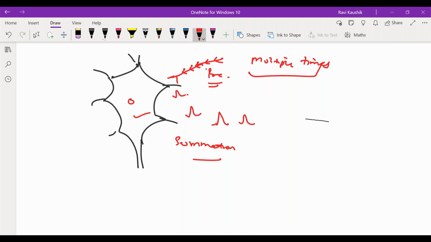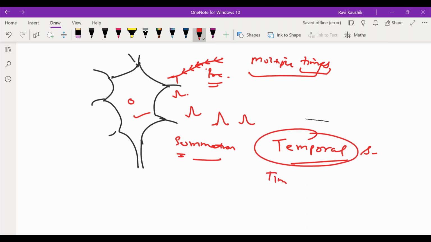See, multiple times, I mean to say the time is different. A subsequent stimulus may come after a few milliseconds, 1 or 2 milliseconds after the first one. If that is happening again and again, what is going to happen? There would be multiple EPSPs which will be produced and which will still lead to summation. This would be known as temporal summation. Why temporal? The word temporal has come from time. So time is important. So subsequently, frequently, multiple stimuli are coming, still summation is happening.